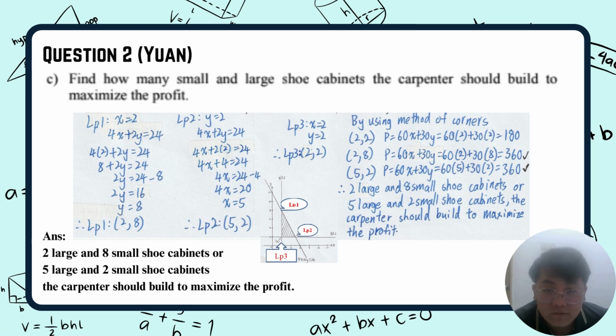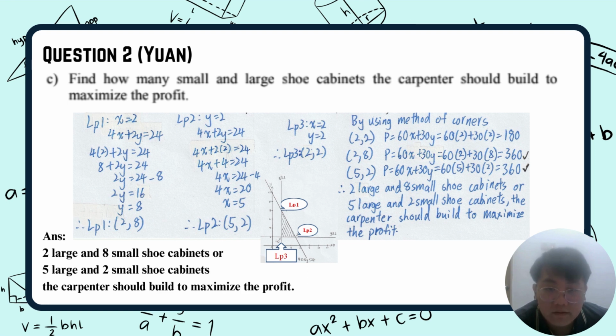And LP3, we can just look with our eyes. We can also use the intercept formula, as we know x equals 2 and y equals 2, so LP3 is 2, 2. So by using the method of corners, we calculate the 3 points with the formula that we found at the beginning in question A, which is P equals 60x plus 30y, to find the maximized profit.